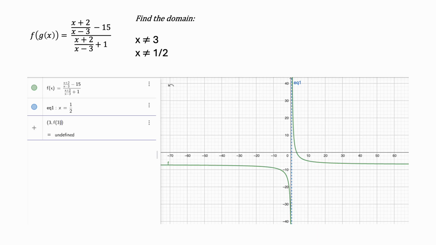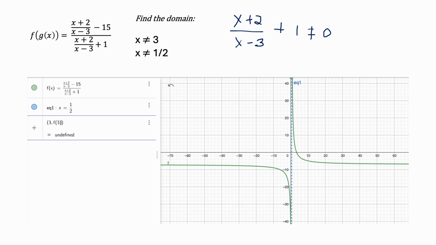Alright, so when we solve this function, first of all, x can't be 3. We can see that here. But I have to take this entire denominator and say that can't be 0. So my (x plus 2) over (x minus 3) plus 1 can't be 0, because that's in the denominator of f composite g of x. And you can make the not equal symbol.